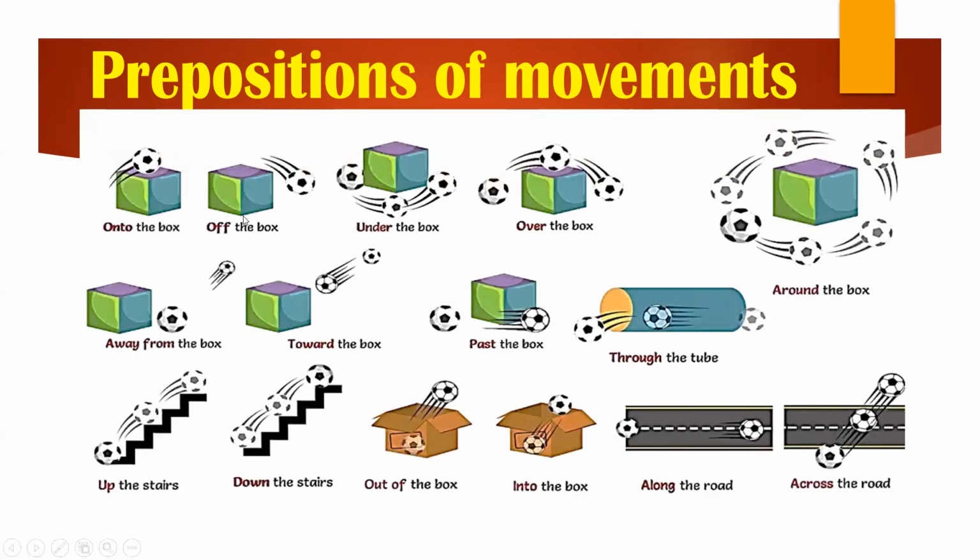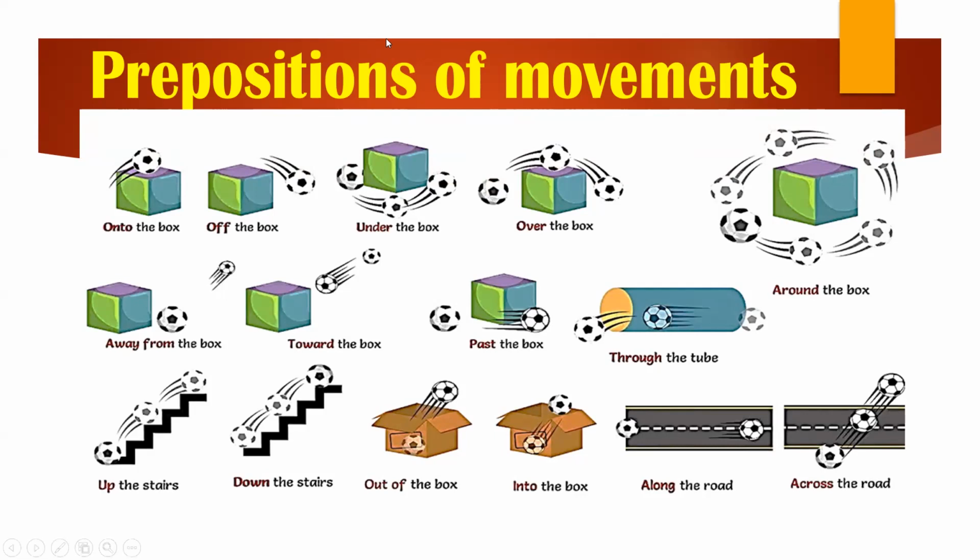We said onto. He shoots the ball onto the box. He shoots the ball into the basket, for example. He shoots the ball off the box. The ball is passing under the box. The ball is going over the box. It's running around the box.